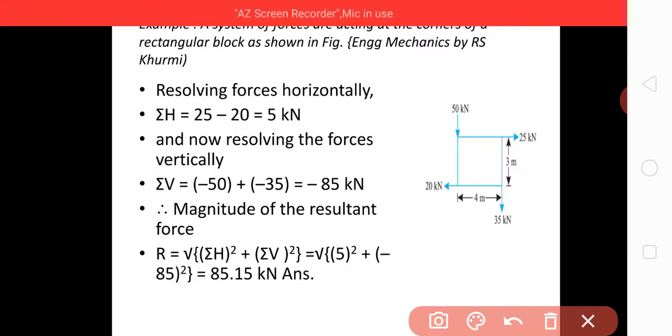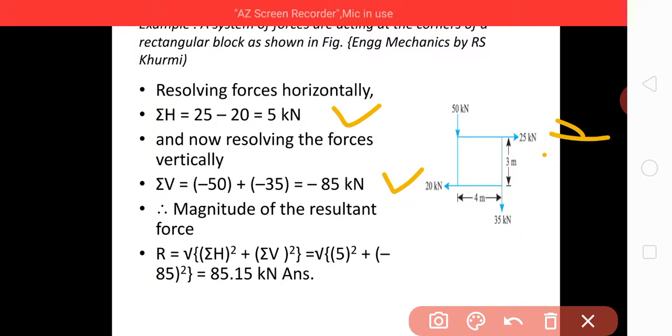Horizontally and vertically, again summation H equal to horizontal component is the 30 Newton, it is towards left, and this one is towards right. So, summation is 25 minus 25 Newton. Then now resolving the forces vertically. Vertically, there are two forces, that is 50 Newton and 35 Newton. Both are directed downward. So, it is minus 85 Newton.